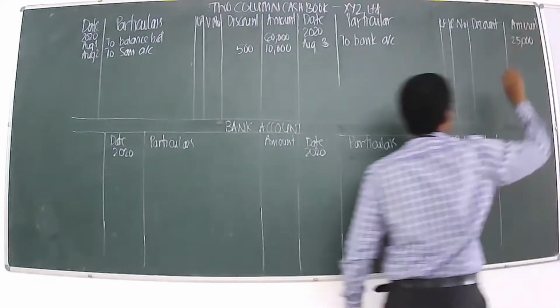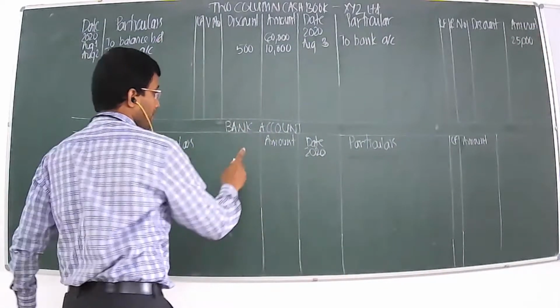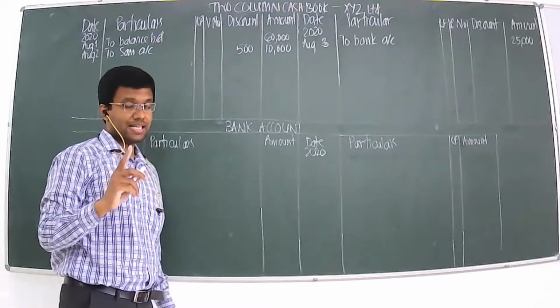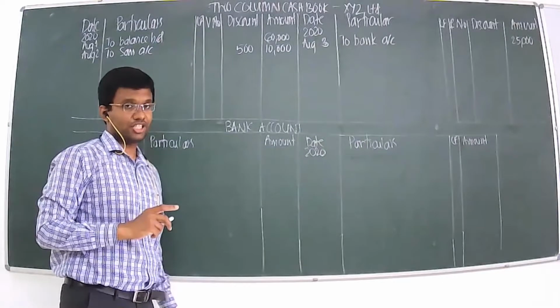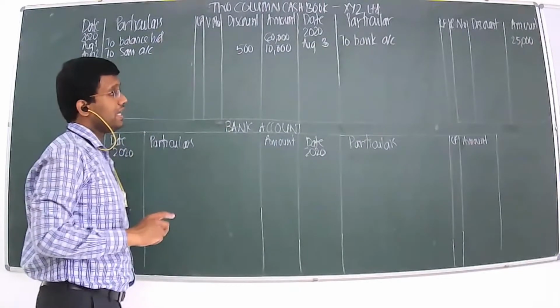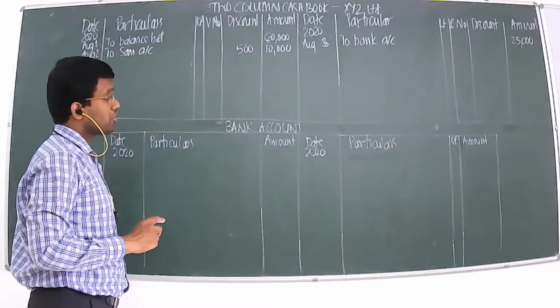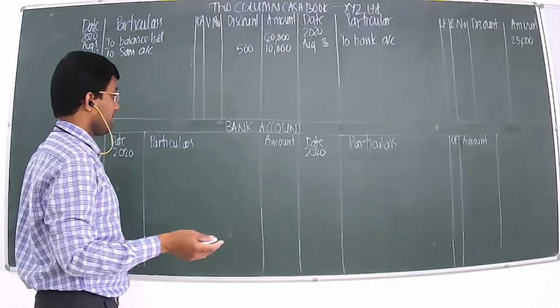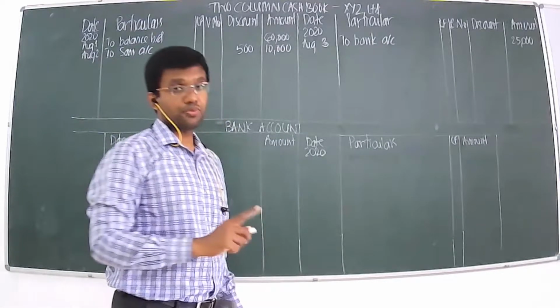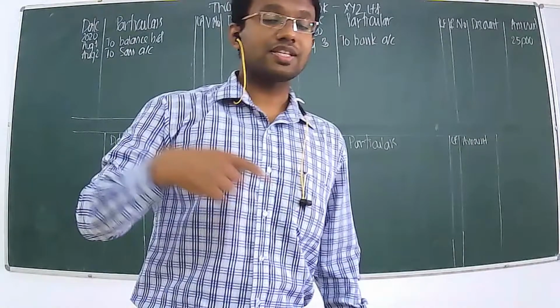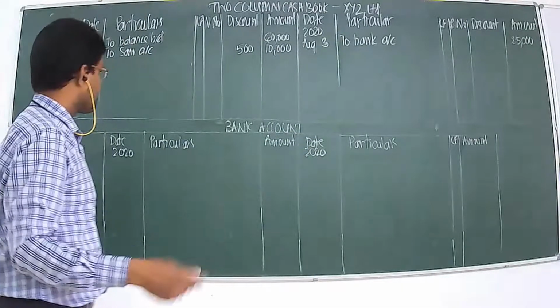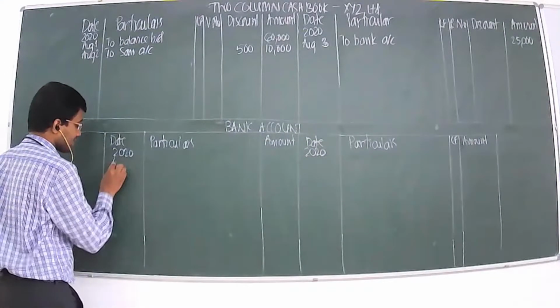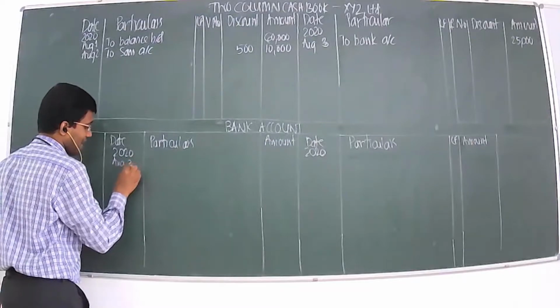The amount is 25,000. Now, bank account, remember, this is personal in nature. So, personal in nature means what's the golden rule? Debit the receiver, credit the giver. So, when you deposit cash from your office into the bank, is the bank receiving or is the bank giving? Bank is receiving. So, this will be a debit entry.